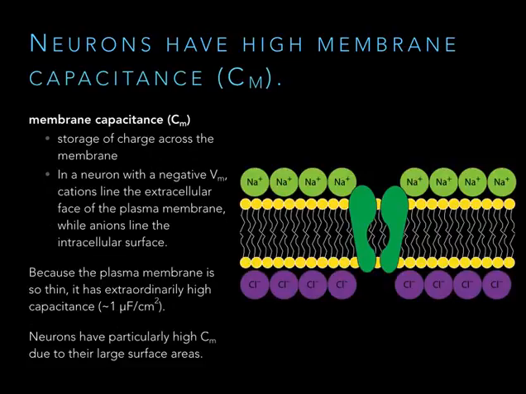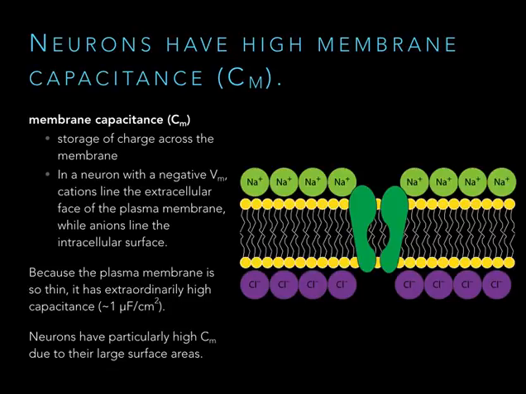Not only do neurons have high membrane resistance, because most ion channels are closed, they also have high membrane capacitance. The membrane is a capacitor. It does store charge, and that's because it's so thin. Even though it doesn't allow ions to move through it, it does allow ions to interact with other ions on the opposite side of the membrane. That's simply because the plasma membrane is so thin, which means that the charge interactions can still take place across the membrane.